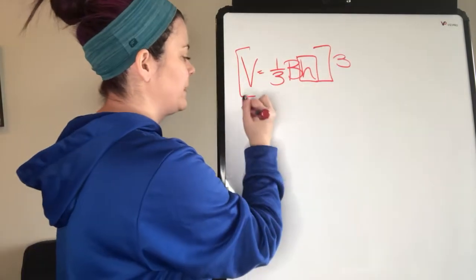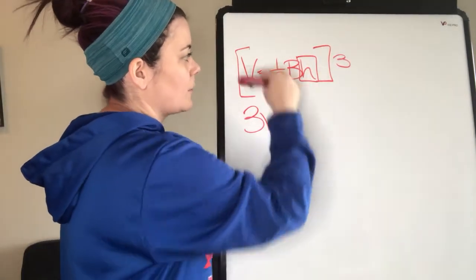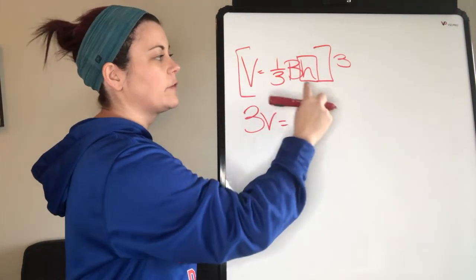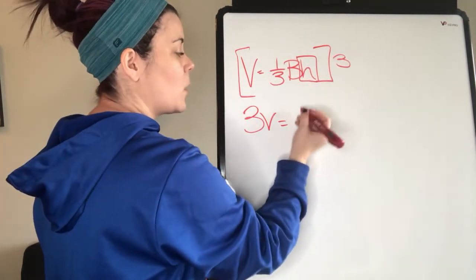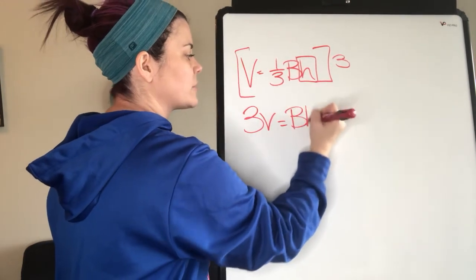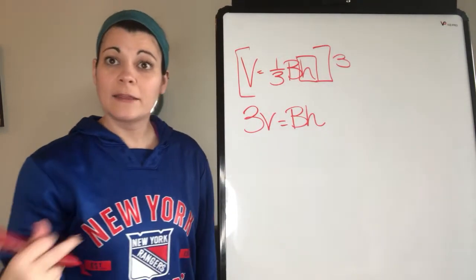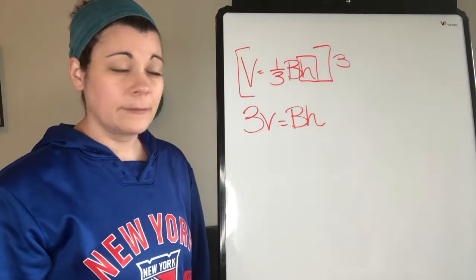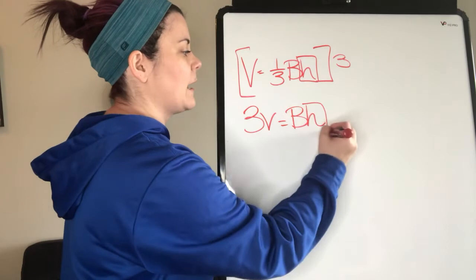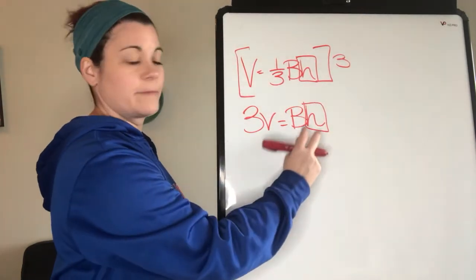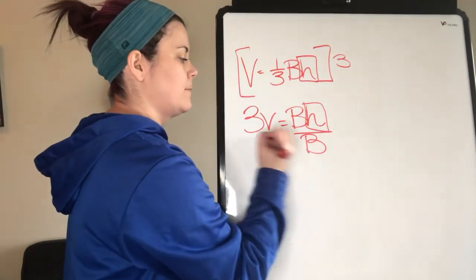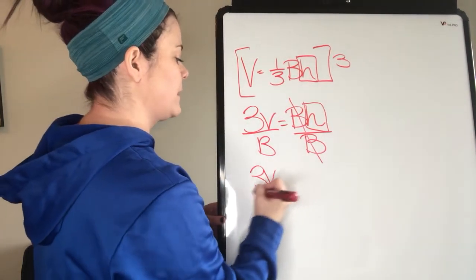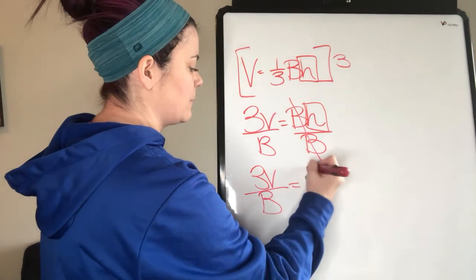So 3 times v is 3v. And since this is all one term, because there's nothing separated by addition or subtraction, 1/3 times 3 is just 1, and so we're just left with BH. I don't have to write the 1 because 1 is understood as a coefficient when it's not written. Again, I want to isolate the h, so there's multiplication in between. I'm going to divide both sides by b. Those cancel each other out, and we get 3v divided by b equals h.